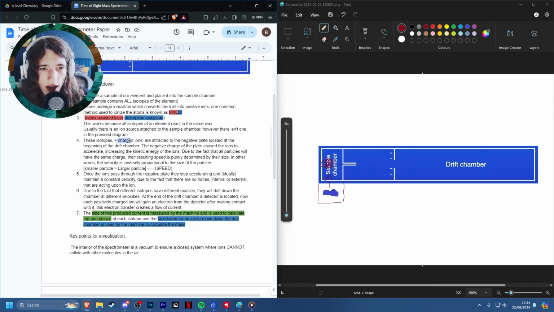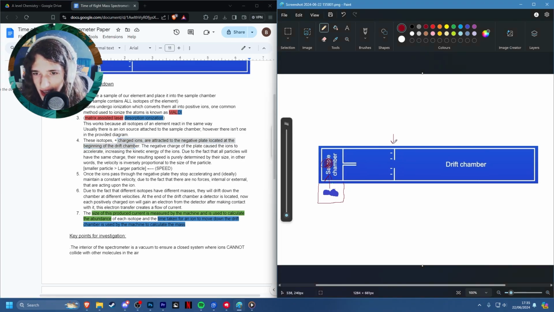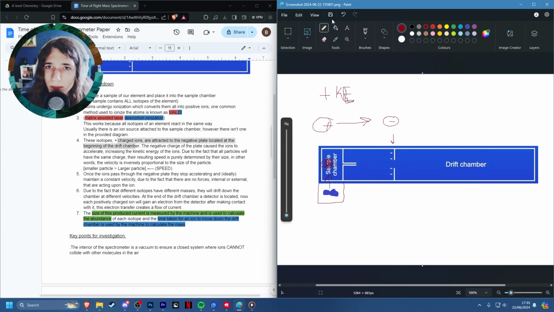So these isotopes that are now positively charged ions are attracted to the negative plate located at the beginning of the drift chamber, which is this here, the negative plate. And essentially, because we have positive ions and a negative plate, the positive ions are going to accelerate towards the negative plate, which is going to increase the kinetic energy in our isotopes, or our ions.